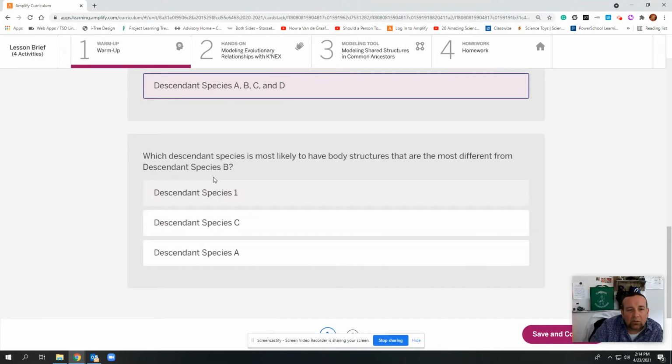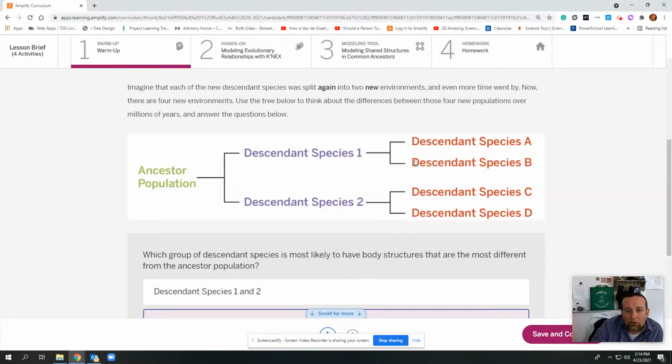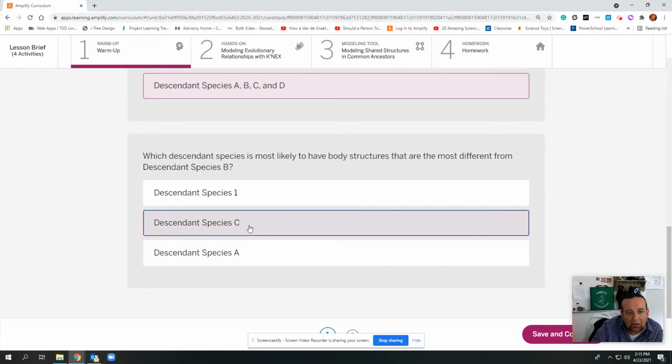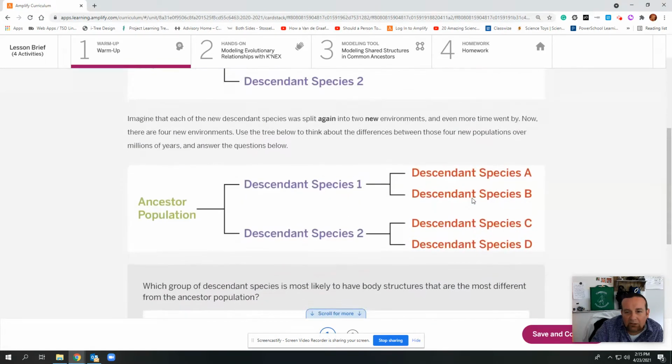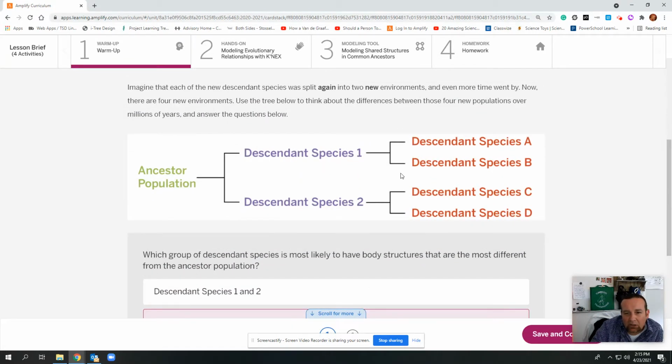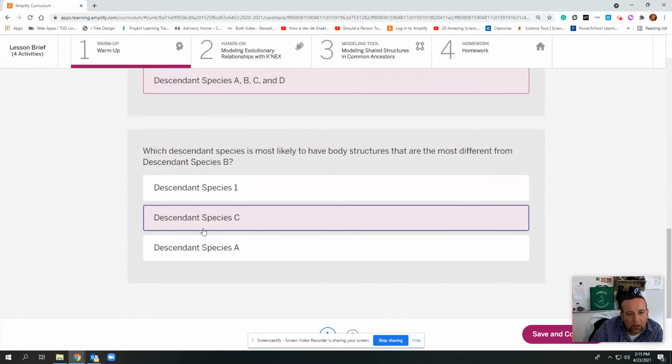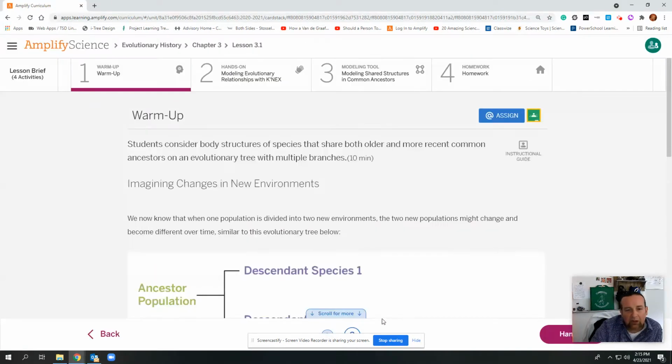And then this one, we are going to compare species B with species 1, C, and A. So which one is probably going to be most different from B? Is it going to be descendant A? Is it going to be descendant species 1? Or is it going to be C down here in this other branch of the tree? Hopefully our brains have pointed out that species A, B, and species 1 are all together on the tree, while species C is separated, and it's had more changes in its environment. So we should be thinking C is correct.